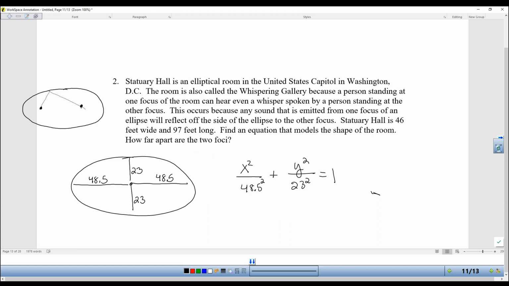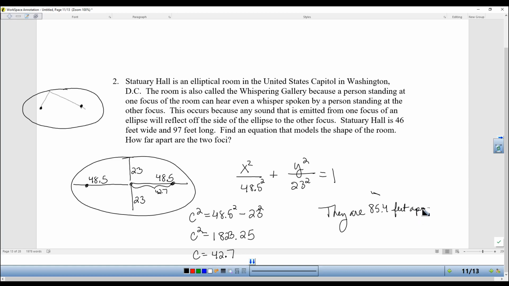How far apart are the two foci? So how far apart are people standing? So we need to find the foci. We have an equation for that. c squared is equal to a squared, so the bigger one, 48.5 squared, minus b squared. I know this, and so c ends up being about 42.7. But keep in mind, c is always the distance from the center to the foci. So 42.7 right there, which means how far apart are they? You have to double it. So they are 85.4 feet apart. That's really far. A football field is 100 yards, which is 300 feet, just to give you a sense of it. So 85 feet.